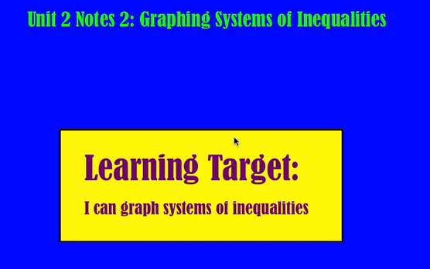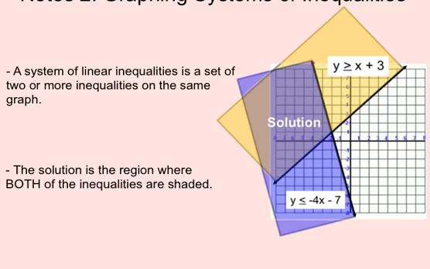Today we're going to be doing Unit 2, Notes 2. We're going to talk about graphing systems of inequalities. Yesterday you did graphing systems of equations, so you were figuring out where the two lines cross. Today we're going to be doing inequalities, which means we're actually going to be looking for shaded regions that overlap.